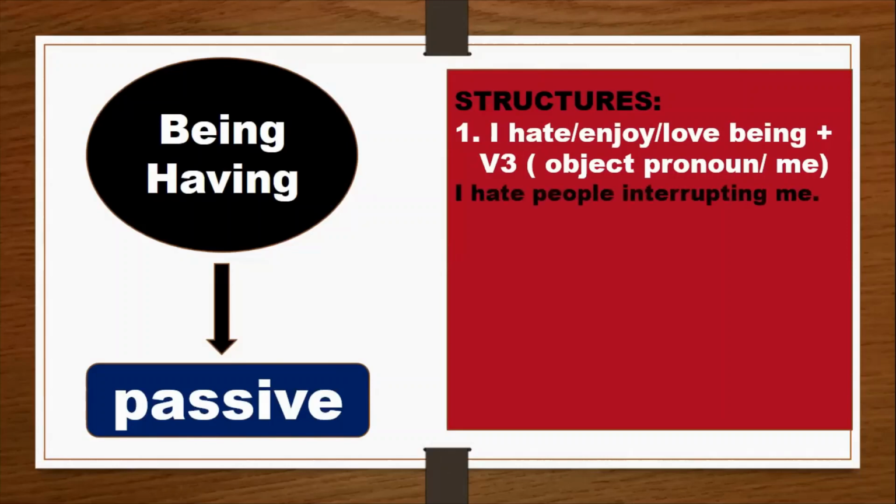One example, let's see. I hate people interrupting me. At the end, you have me, an object pronoun. So you can simply say, I hate being interrupted. We have converted interrupting into verb third, the past participle, interrupted.